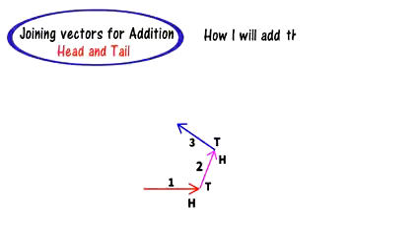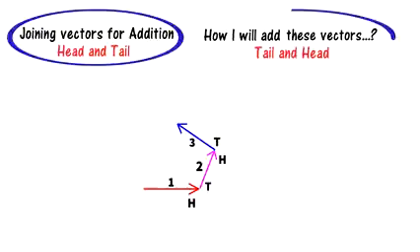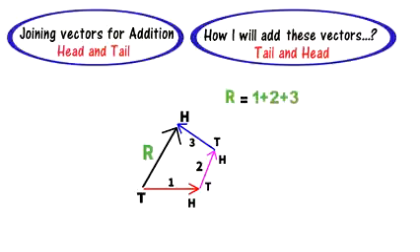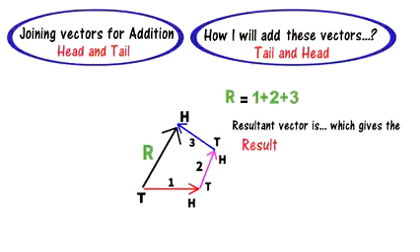Now how will I add all of these vectors? I will use another trick. The trick is the tail and head trick. I will join the tail of the first vector with the head of the third vector, and this is the resultant vector. This resultant vector is giving me the addition of these three vectors, 1 plus 2 plus 3. And remember, the resultant vector is a vector which gives the result of all these three vectors.